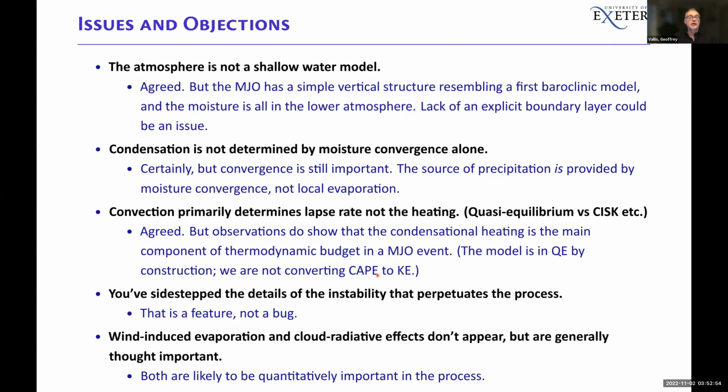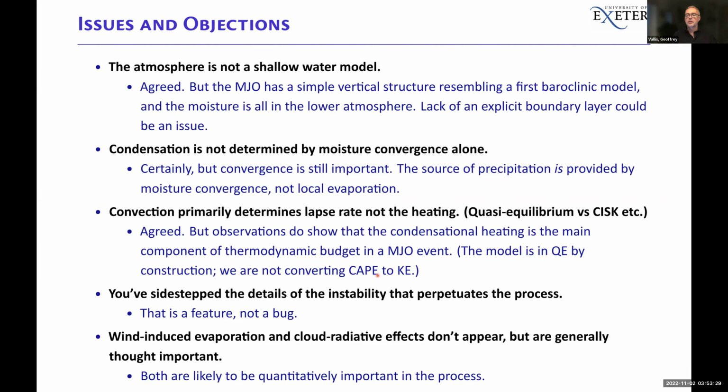You can make a lot of objections to this, of course, as you can, in a sense, to any theory in geophysical fluid dynamics which tries to represent a real process. The atmosphere is not a shallow water model. Well, we know that. But the MJO does have a simple vertical structure, and the moisture is all in the lower atmosphere. So I'm not too worried about that.